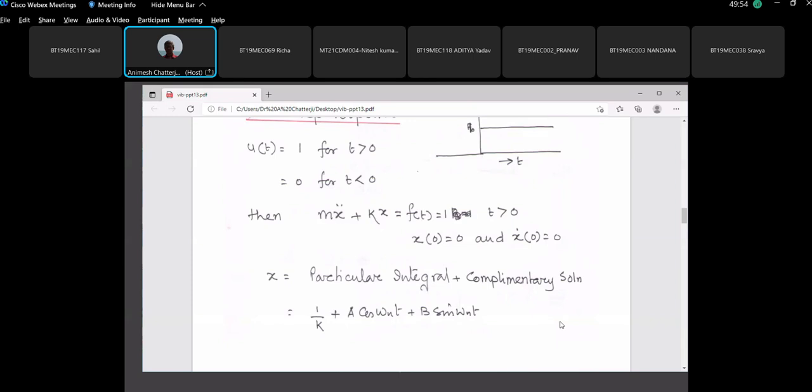Please remember, for any differential equation, the general solution will consist of the particular integral as well as the complementary solution. Always, for any differential equation. Here the particular integral is very simple, 1 by k, force divided by stiffness, because the force after t equal to 0 does not change with time t. This is not a dynamic force, this is a static force. Now you have to evaluate how much is A, how much is B. With the initial conditions, you will get the response.